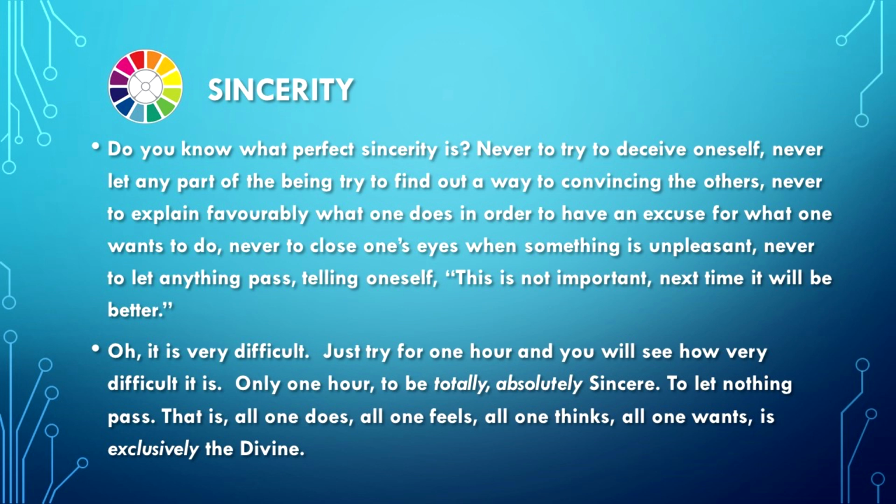Never to explain favorably what one does in order to have an excuse for what one wants to do. This is something difficult because we always justify our behavior, that we did this because we want to do that. We are doing it this way because we want to attain something else. We always favorably explain our behavior. We are always defensive in whatever we do.